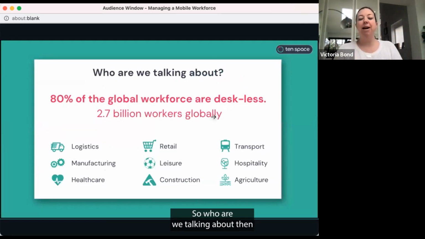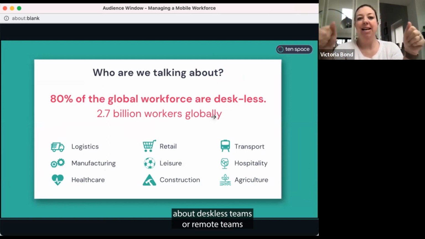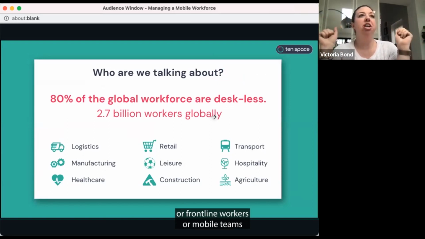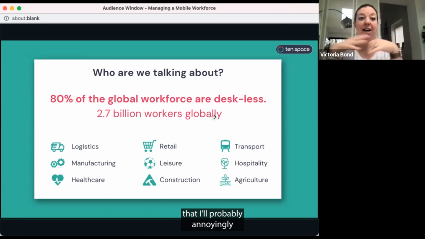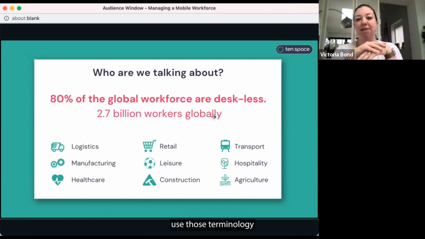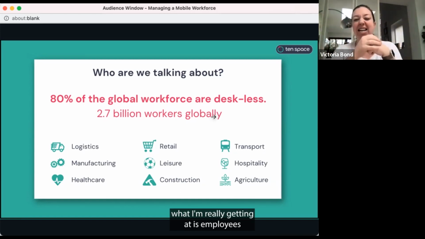So who are we talking about then? When I'm talking about deskless teams or remote teams or frontline workers or mobile teams, and I'll probably annoyingly use that terminology interchangeably as we go through, what I'm really getting at is employees who don't really have a corporate email address. So those that are more naturally challenging to communicate with. We know that 80% of the global workforce are deskless, and that translates to about 2.7 billion workers globally.